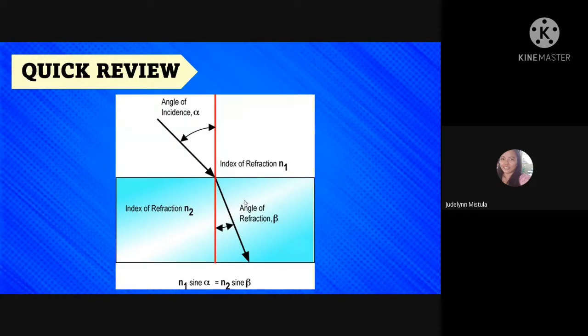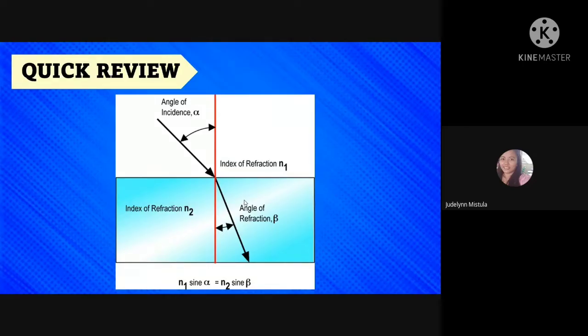Now, how do we know the amount of bending? First, let us define incident ray, normal line, and the refracted ray. The ray that travels towards the boundary of two media is called the incident ray, while the ray that has passed through the boundaries of two media is called the refracted ray.